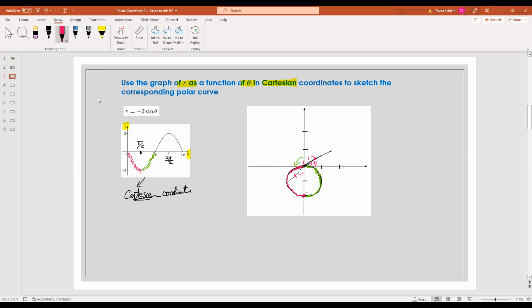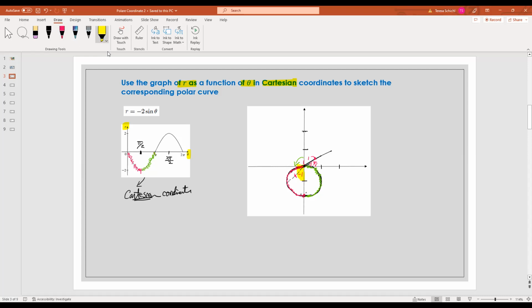Okay, so now if you take a look, anything from pi to 3 pi over 2, the value becomes positive. So anything from here, let me use a color. If you swing from here to here, it will repeat the pattern again.